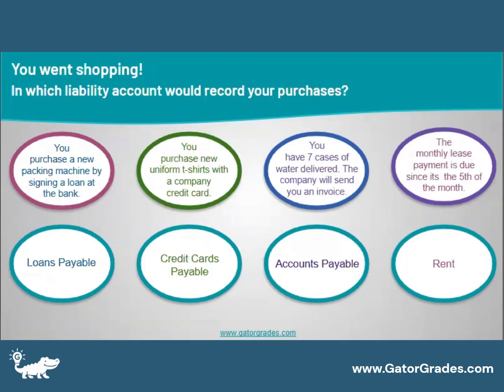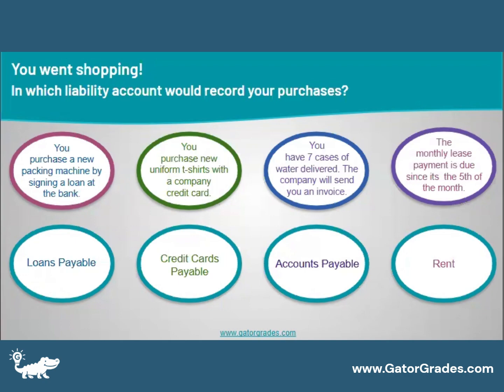Imagine that you went shopping for your business. Looking at the red oval, you purchased a new packing machine and paid by signing a loan agreement at the bank. In which liability account would you record your purchase? Account options on the slide are loans payable, credit cards payable, accounts payable, and rent. By completing the packing machine purchase, you agree to a loan, so your loans payable account would increase.